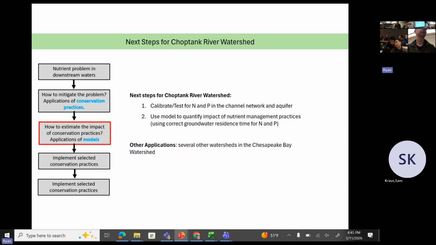And then we also have other applications for different watersheds in the Chesapeake Bay watershed and try to combine all these to get some patterns to show results of what happens with these legacy nutrients in these watersheds.